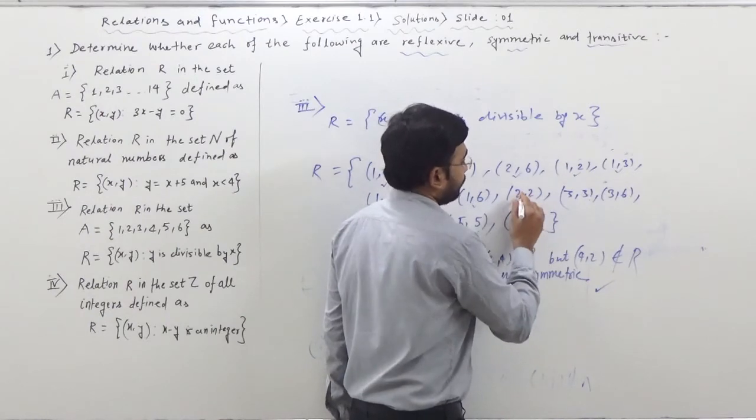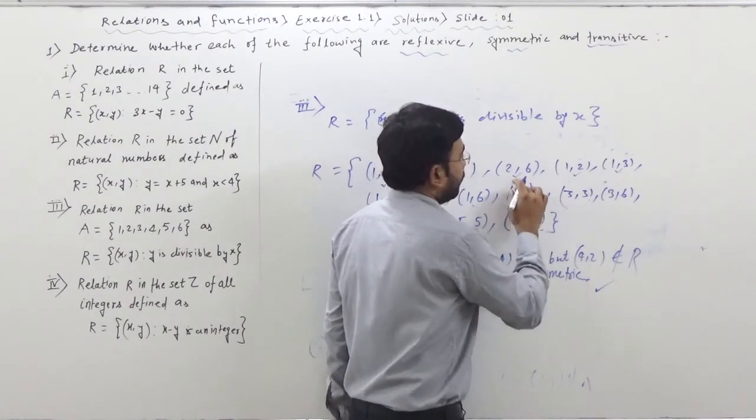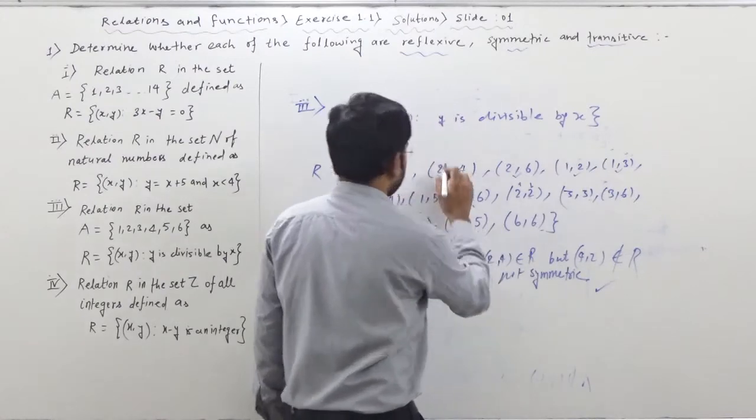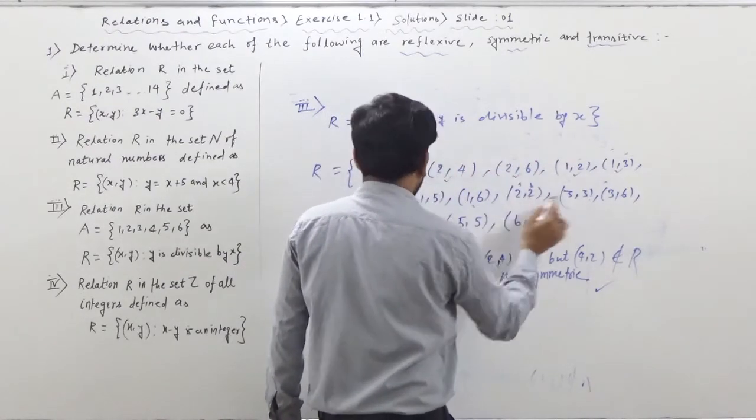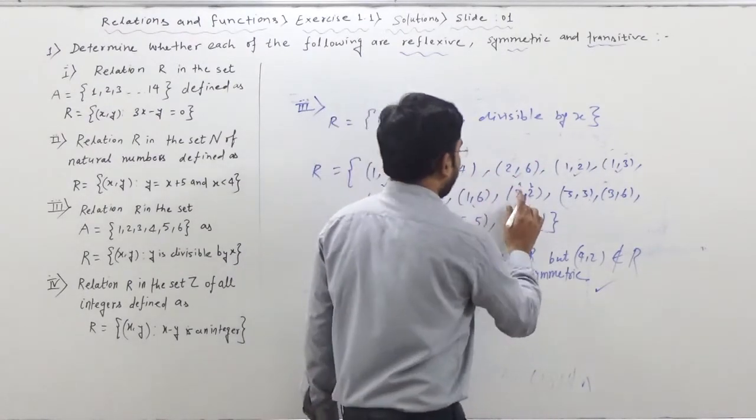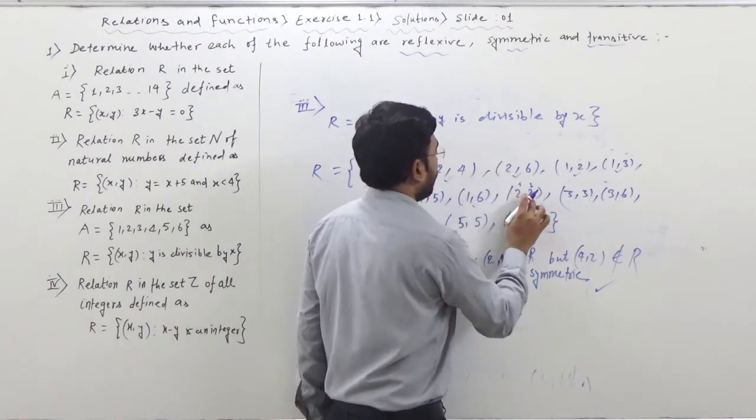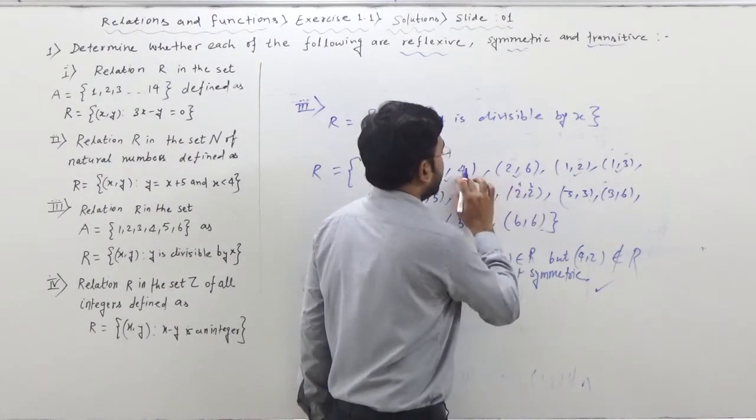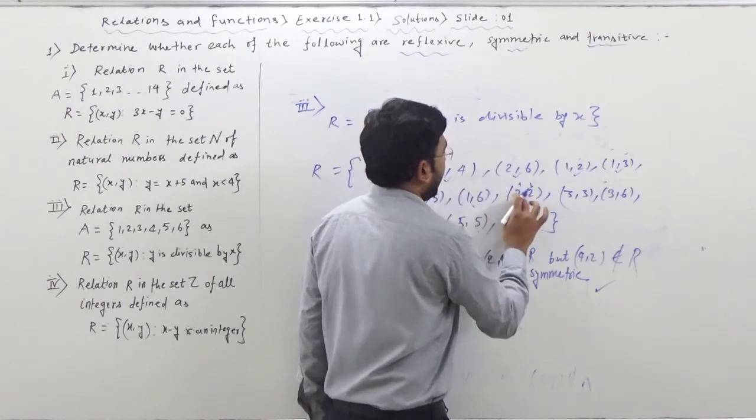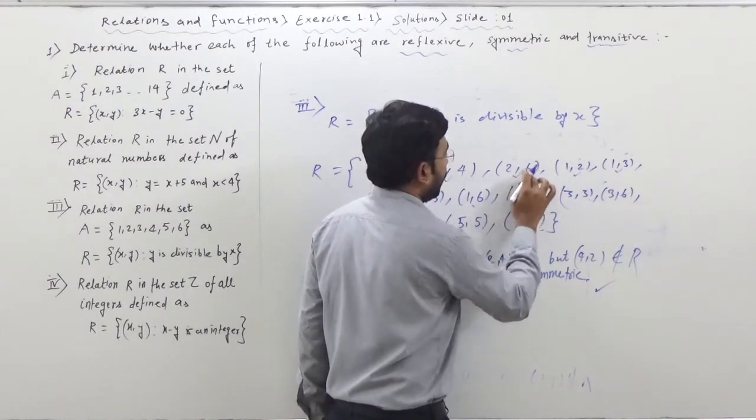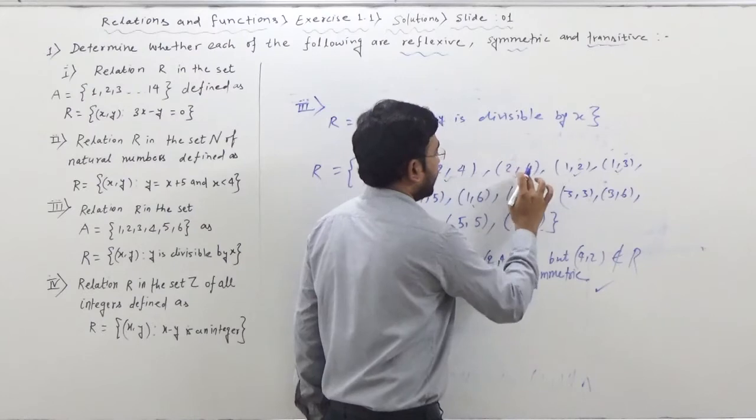Now 2 comma 2. So this is like A comma B. Now wherever the 2 is there, so this is the one, this is the one. So we will check for here and here. So A comma B comma C. So A comma C 2 comma 4, 2 comma 4 is there, yes. A comma B comma C. So A comma C 2 comma 6, yes, it is there.